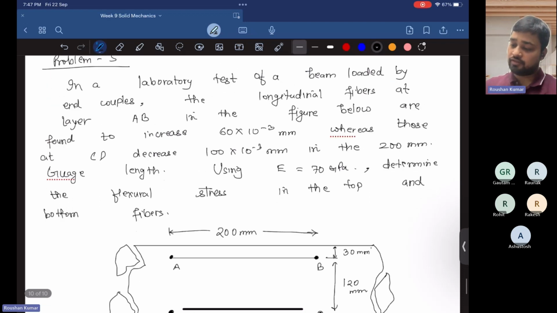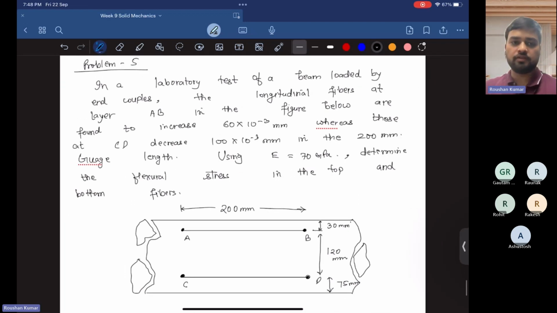Okay. So this is a figure. I am repeating the question once again. In a laboratory test of a beam loaded by end couples, the longitudinal fibers at layer AB in the figure below are found to increase by 60 times 10 to the power minus 3 mm, whereas those at CD decrease by 100 times 10 to the power minus 3 mm in the 200 mm gauge length.